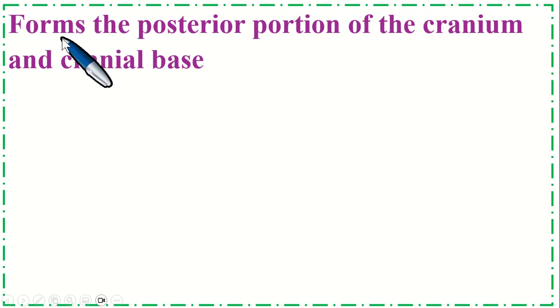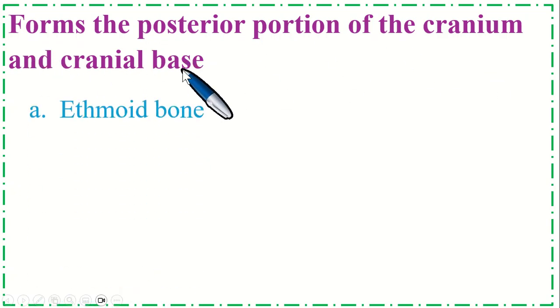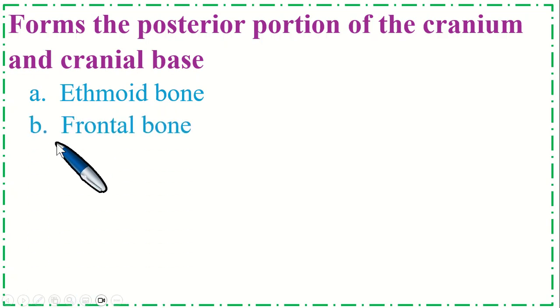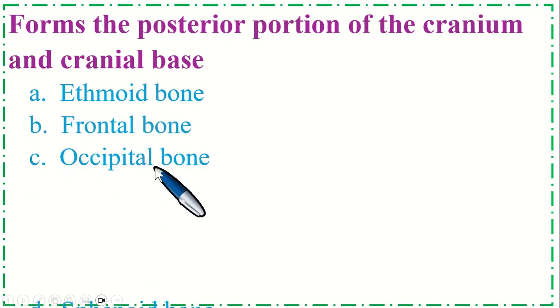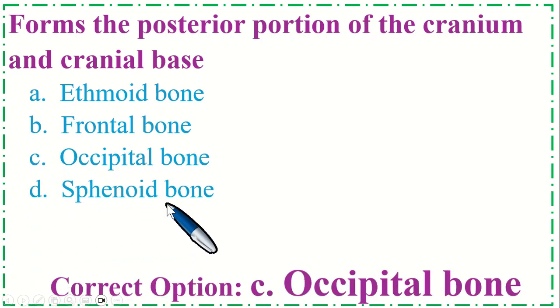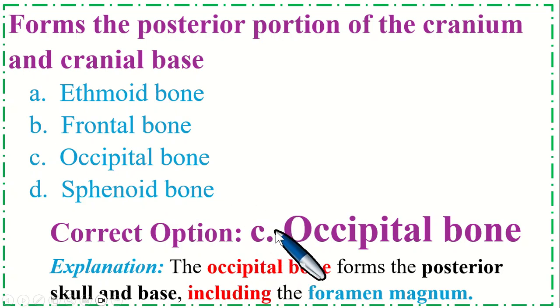So this is a very important MCQ. Which forms the posterior portion of the cranium and cranial base? Option A, ethmoid bone; B, frontal bone; C, occipital bone; and option D, sphenoid bone. So the correct option is C, occipital bone. The occipital bone forms the posterior skull and base, including the foramen magnum.